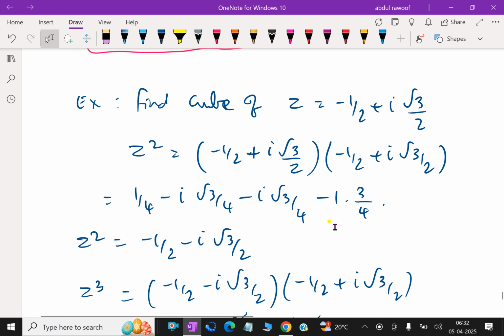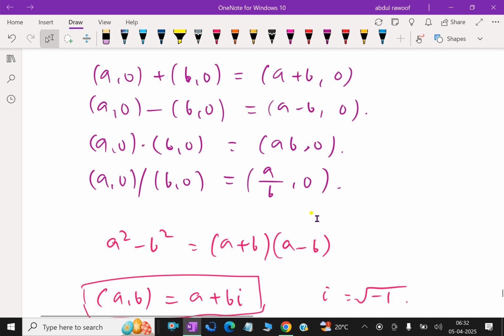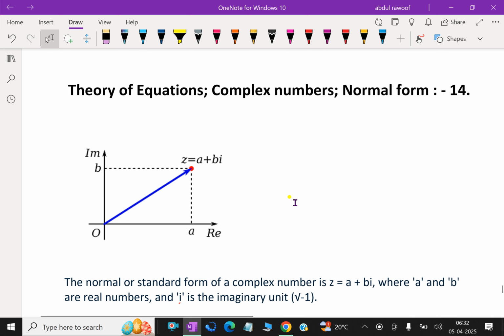So far we discussed the normal form of the complex number, and we have done one example problem.